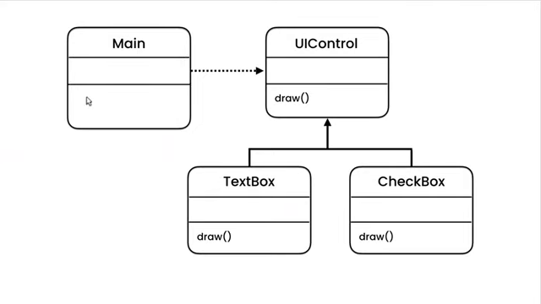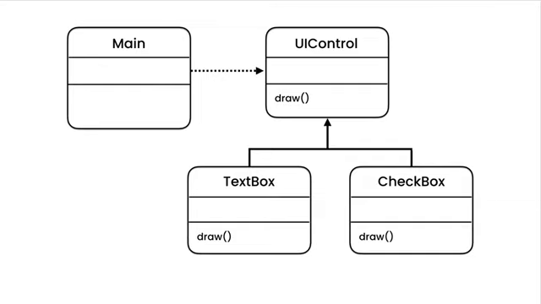Here's the UML diagram of these classes. So our main class talks to the UI control, which is the parent or the base of these two classes, textbox and checkbox. In UI control, we have an abstract method called draw, and we have implemented this method in our child classes.